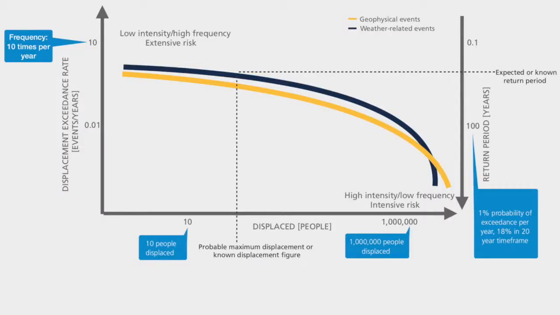Displacement exceedance curves can also be used to calculate probable maximum displacement, or PMD. Probable maximum displacement represents the maximum displacement that might be expected within a given time period, over different return periods. It answers the question, what is the maximum expected displacement within a time range of X number of years?